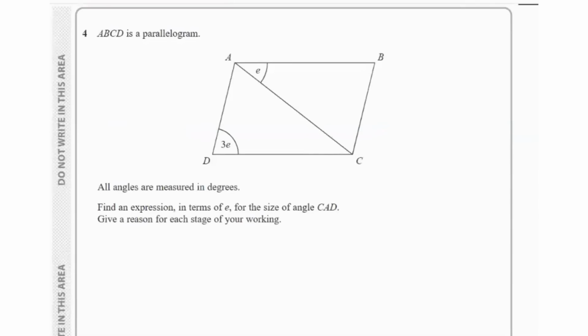Question 4 says all the angles are measured in degrees. Find an expression in terms of E for the size of angle CAD. Give reason for each stage of your working. This is the angle that they're asking us to find the expression for. So since it's a parallelogram, that means opposite sides are parallel. First thing. Second thing is that when we have a transversal in the parallelogram or between two parallel lines, alternate angles are equal.